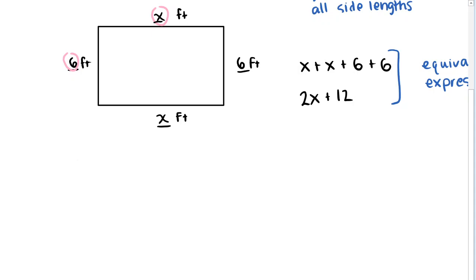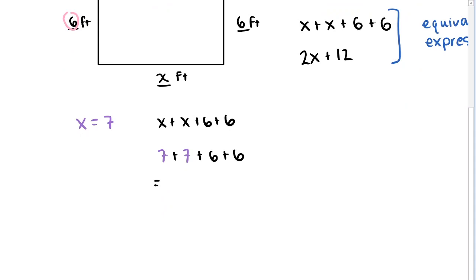So here if we let x be equal to 7, and we replace that into the first expression, x plus x plus 6 plus 6, well then what we get is 7 added on with 7, plus 6 plus 6, and this gives us 14 plus 6 plus 6, this is 20 plus 6, and then finally this is 26.